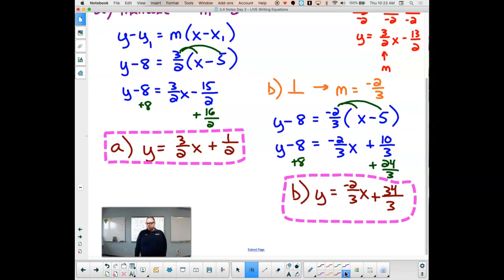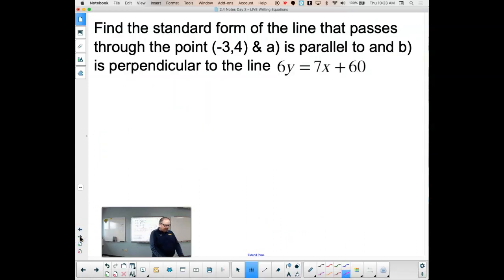Okay. Good times. Okay. I would like you to now do this problem, very much the same as the one that we just did, except now I want answers in standard form, please. So I'll give you a couple of minutes here to do this particular problem, while I also take the attendance.